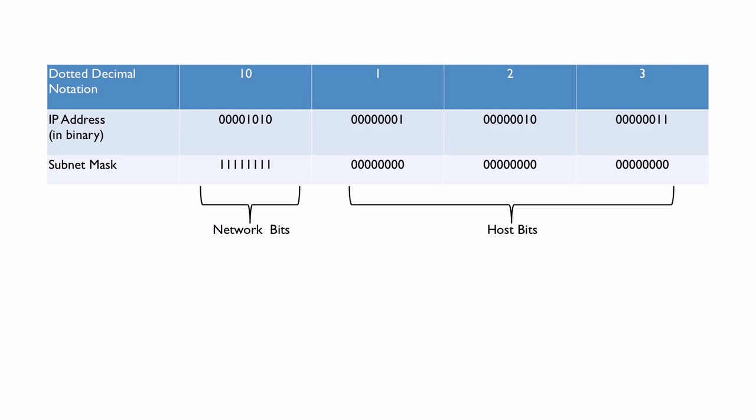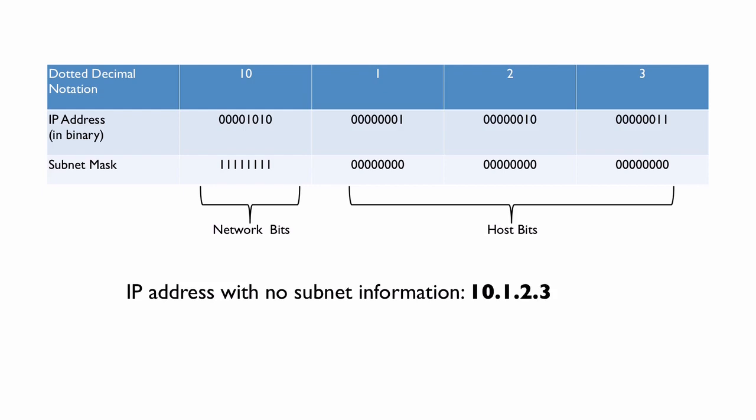And when we're writing out an IP address, sometimes we don't give subnet information. We might just say 10.1.2.3, but keep in mind that's not complete information. That does not completely tell us what network this IP address resides on. We don't know if this is a valid address or not unless we have subnet mask information. And there are different ways of writing out that subnet mask information.